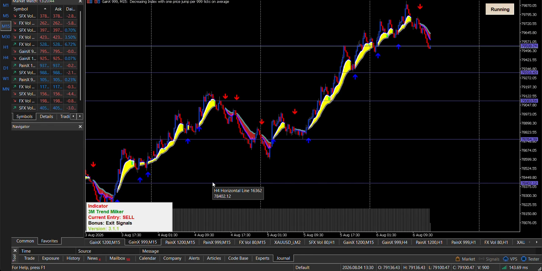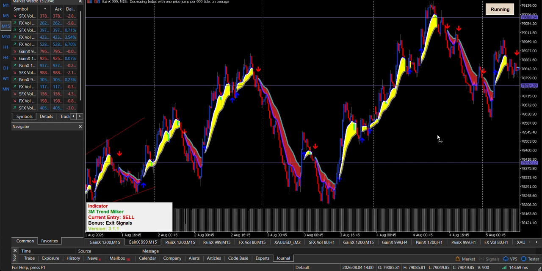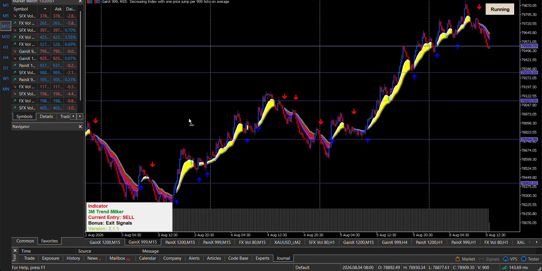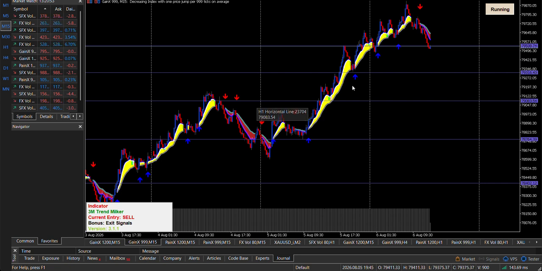Okay, this is GainX 999. GainX 999 had also been on an uptrend using the same trade strategy, and it has been on an uptrend for a very long time, having major pullbacks in between. Right now it has gotten to the resistance zone.